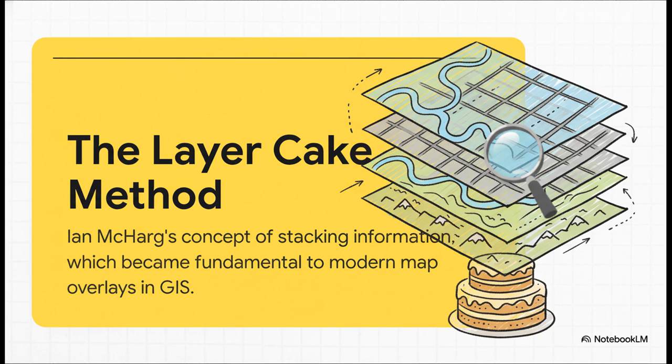Now, let's fast forward about 100 years. In 1969, a landscape architect, Ian McHarg, comes up with this revolutionary concept in his book Design with Nature. He called it the layer cake method. I love this. Imagine taking transparent sheets and stacking them. One has rivers, another has roads, another has forests. By laying them on top of each other, you suddenly see how everything is connected. This simple idea? It's the blueprint for all modern GIS.